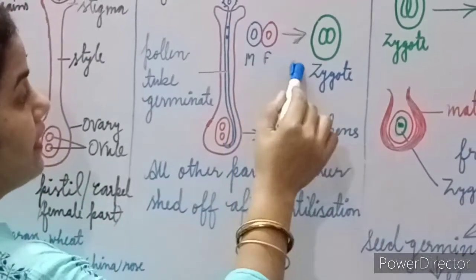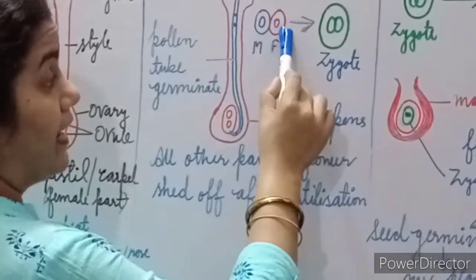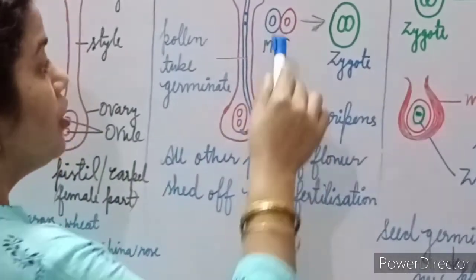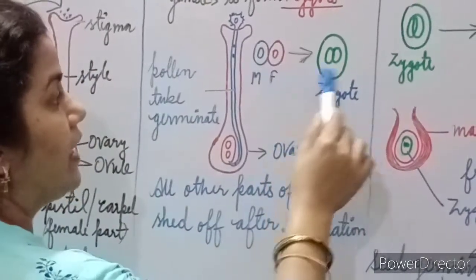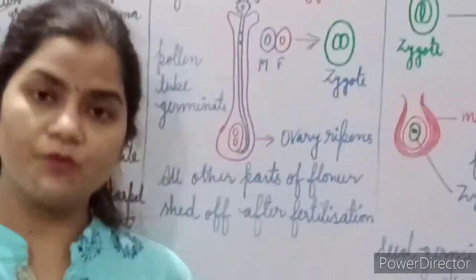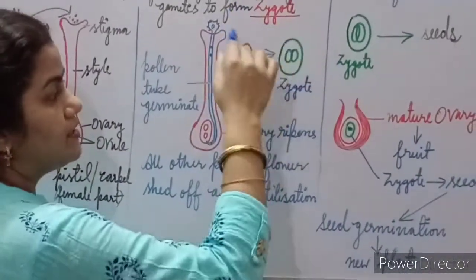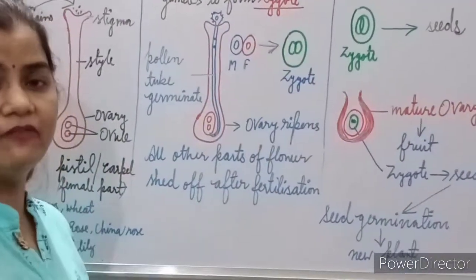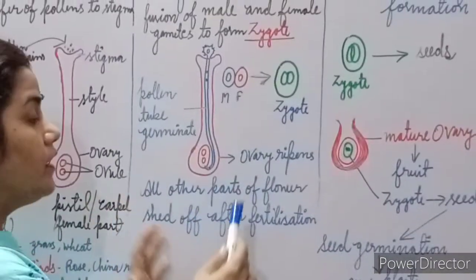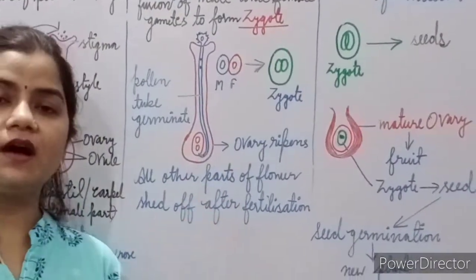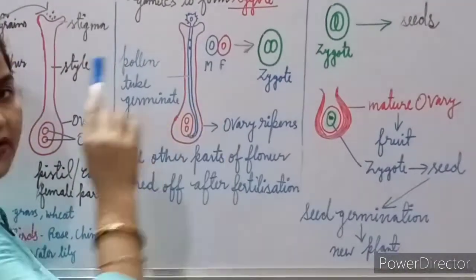You can see in this diagram, with blue color I have written male gamete, and with red you can see this is a female gamete. So both these gametes combine with each other, they fuse with each other, and then they form a zygote. This process we call fertilization. After fertilization is done and the zygote is formed, a few changes also take place in the flower. All the other parts of the flower shed off, they fall off, only the ovary remains.